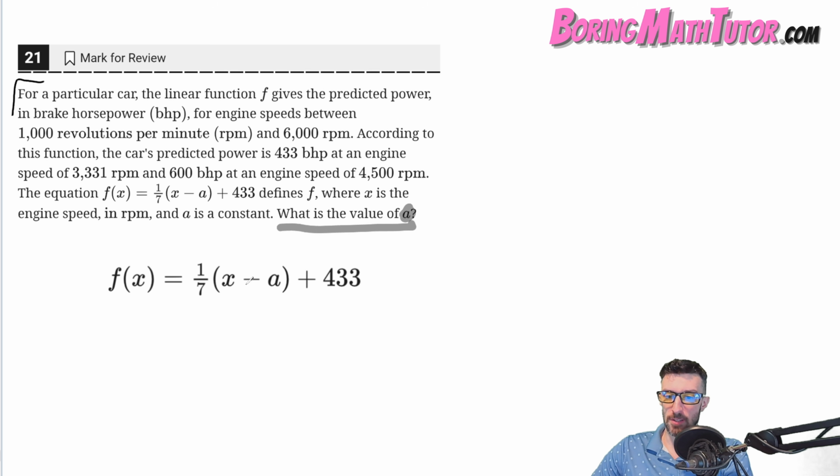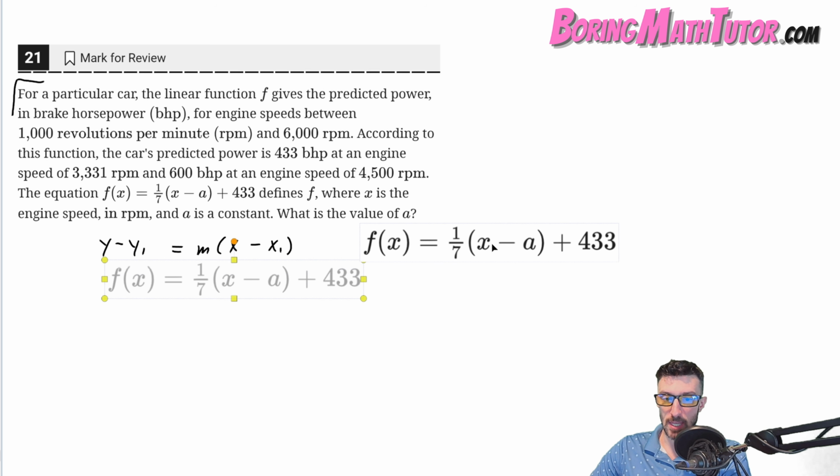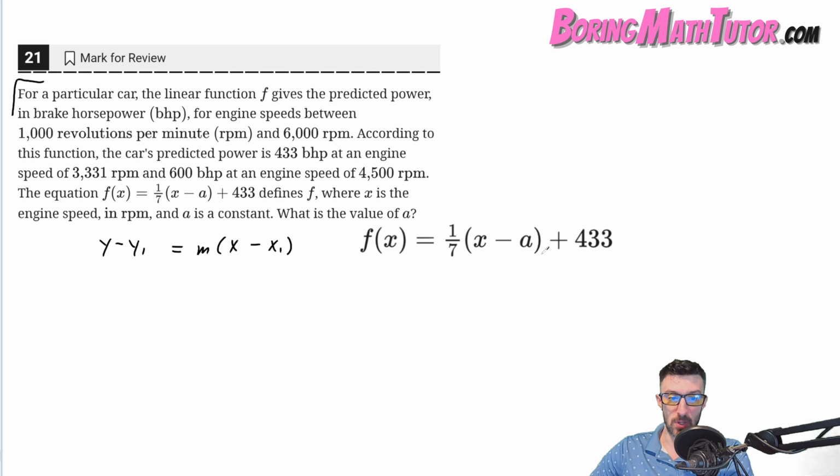But before we dive into it, let's just stare at this equation real quick. It looks kind of like m times x minus x1, and then there's the plus 433. What's the equation that looks like m times x minus x1? It's y minus y1. So if I want to manipulate this equation so it looks more like that one that I'm used to, I could do it by subtracting 433 from both sides. If I do that, the equation would now become f of x minus 433.